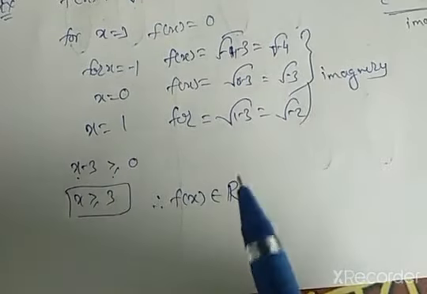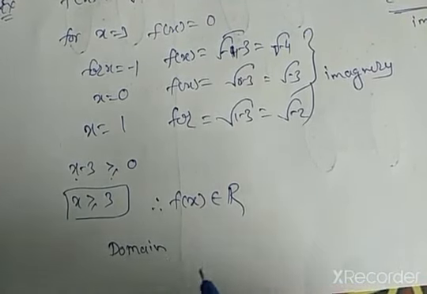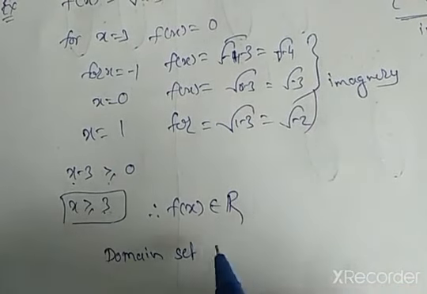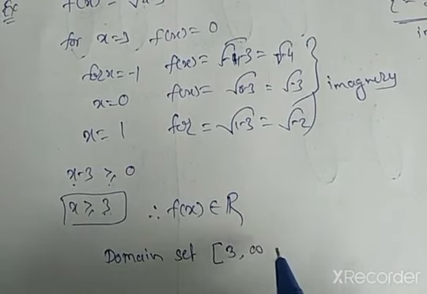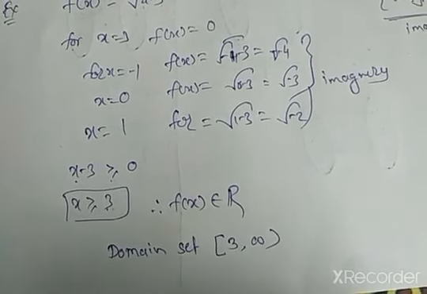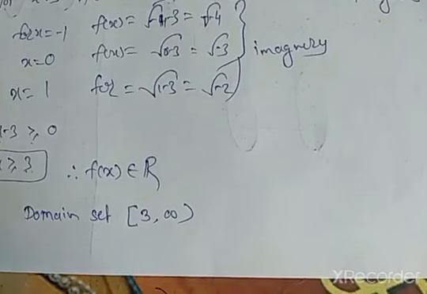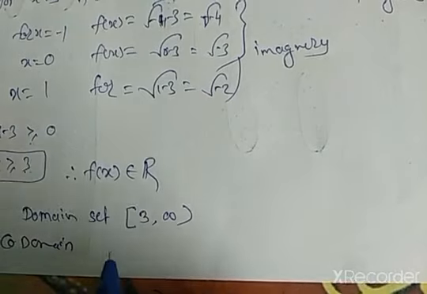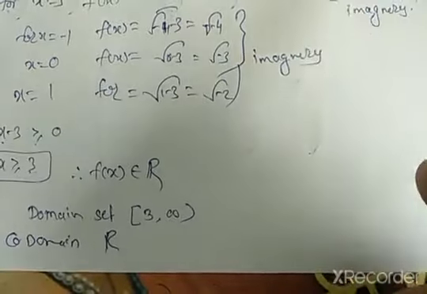So our domain set will be x greater than or equal to 3, which means 3 is present in the set, up to infinity. And the codomain will be the set R only, because we have considered the relation from R to R.